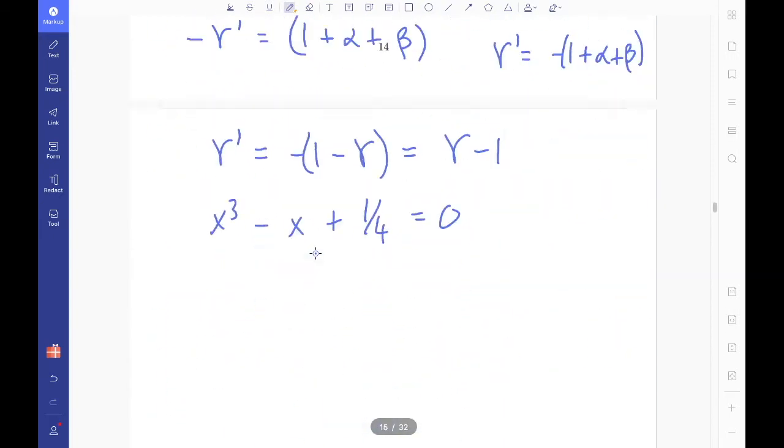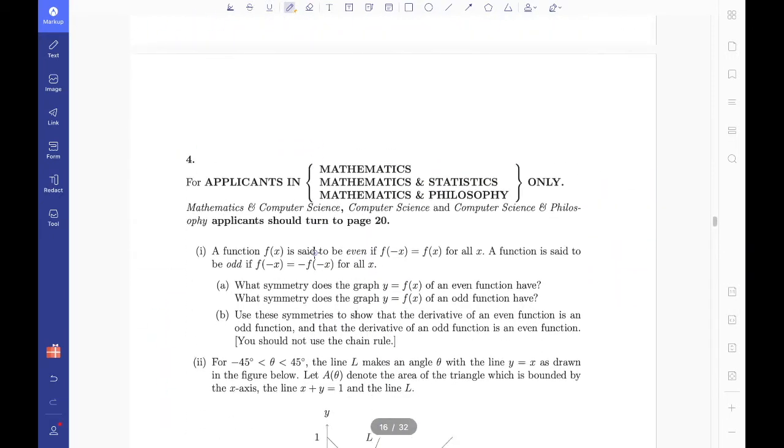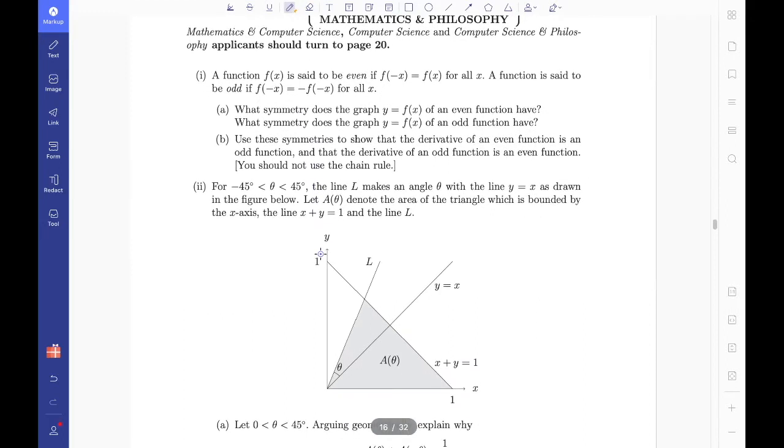Okay, let's move on to the next long question. A function f of x is said to be even if f of minus x equals f of x for all x. A function is said to be odd if f of minus x equals minus f of minus x for all x.